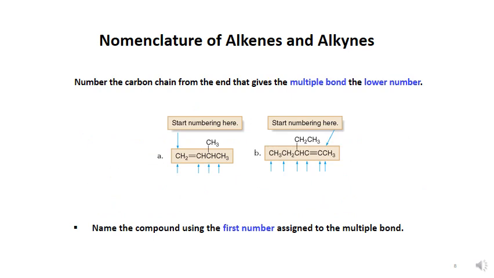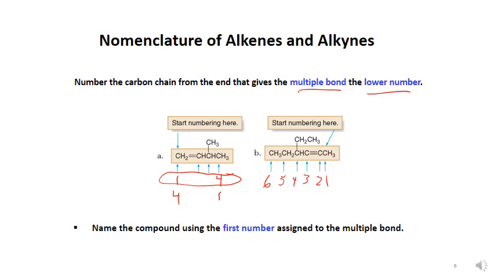All right, now we're going to do some numbering. So we can either go 1, 2, 3, 4, or we could go 1, 2, 3, 4. Which one do you think should be? The multiple bond with the lowest number clearly is going to be this. And because of that, the 1 starts over here. 2, 3, 4, 5, 6. Good, and now you're going to name the compound using the first number assigned to the multiple bond.